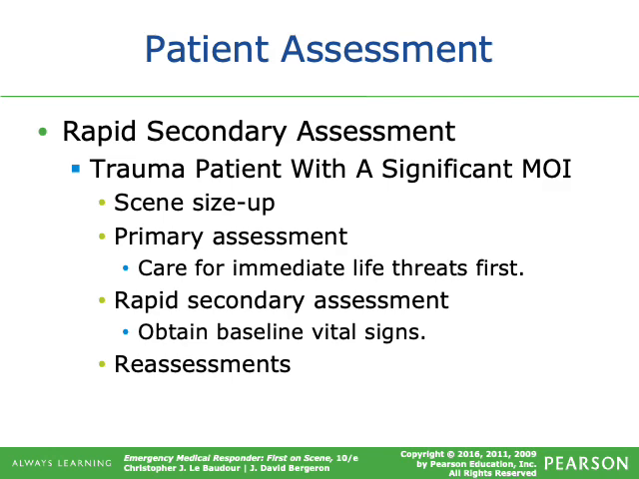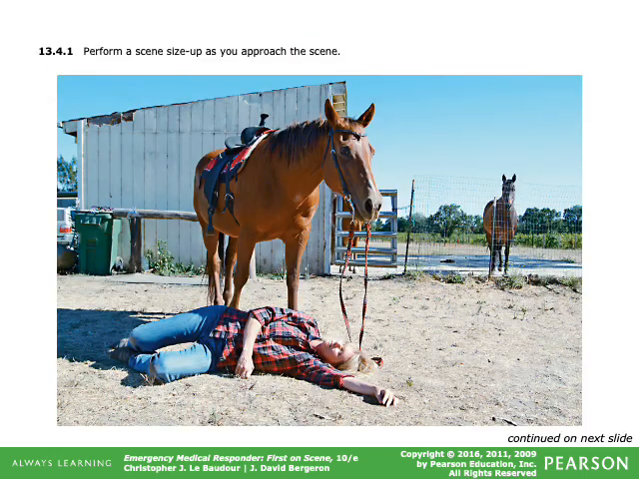Alright, this is going to be a rapid secondary assessment for your trauma patient with a significant mechanism of injury. So the flow is going to go about the same for all these with some differences. You got a scene size up initially, then your primary assessment, which is where you're going to care for your immediate life threats. And you move on to a rapid secondary assessment. You're also going to obtain vital signs, and you're going to reassess.